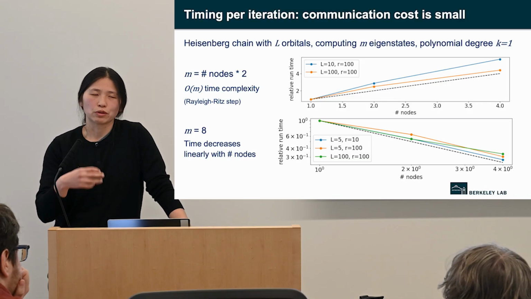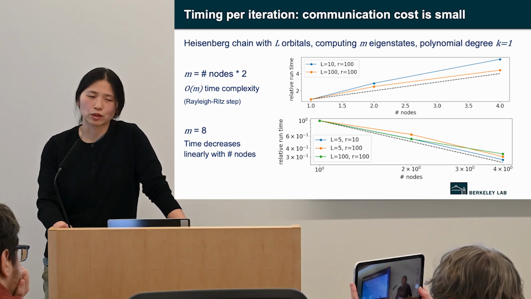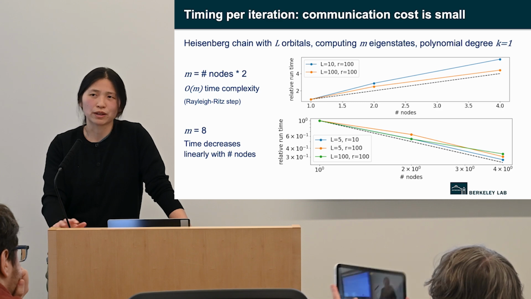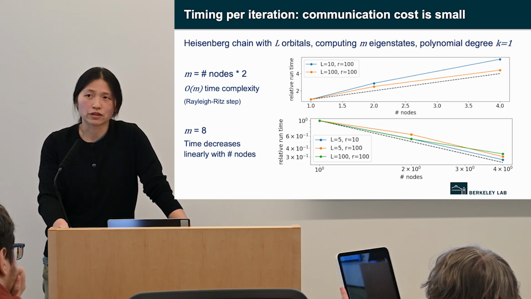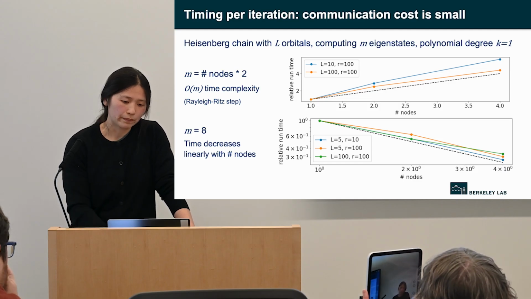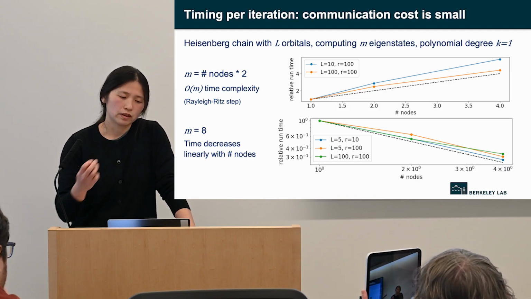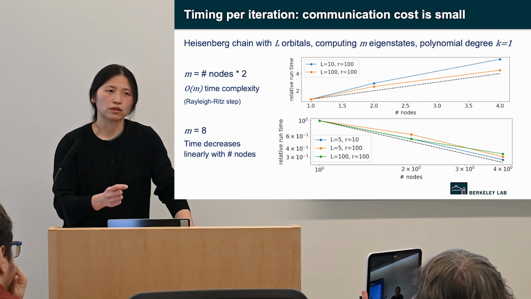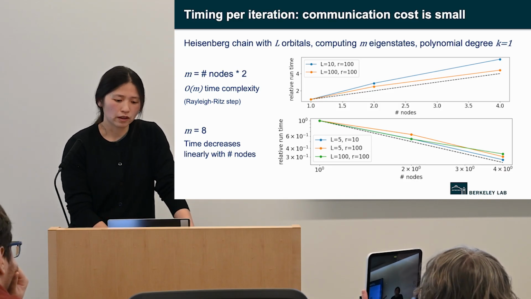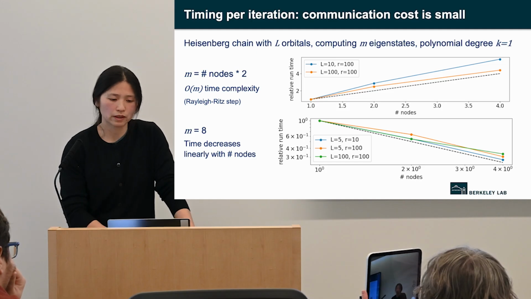Fortunately, when testing some scaling tests, we found that this communication is actually quite negligible compared to most of the other computational cost. We ran some simple tests. In the first one, we fixed the number of excited states per node. There are 2 excited states per node, and then we increase the number of nodes.